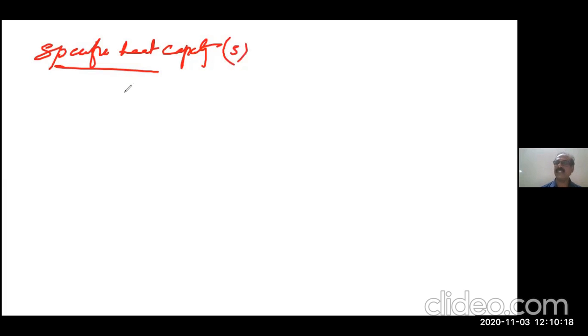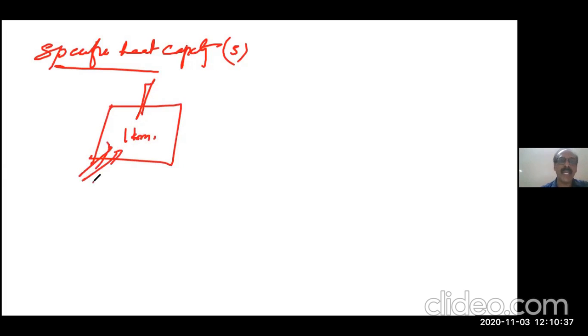Specific capacity means it is the amount of heat required by unit mass of a substance to have a unit rise in temperature. This is all you studied in 9th also, I think, isn't it? Suppose you are taking a material, 1 kilogram. Keep a thermometer. Supply an amount of heat. If the temperature is rising, say for example 21 to 22 or 34 to 35, if there is a unit rise in temperature, the amount of heat supplied is called specific capacity.